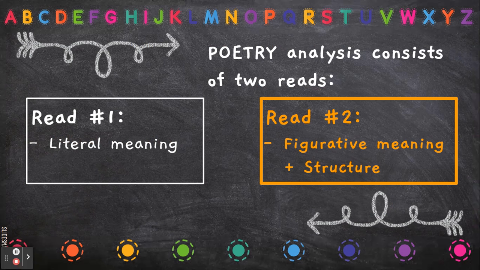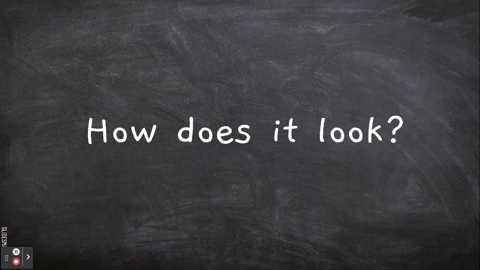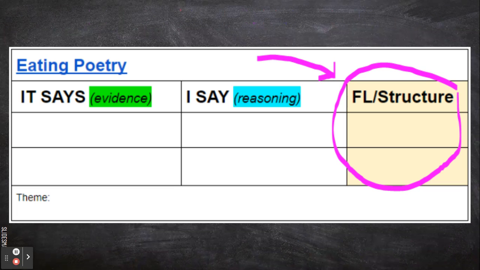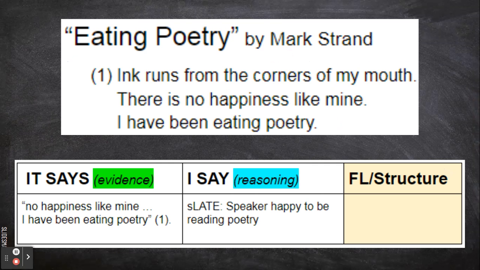Now, like I said a moment ago, that second read is where you get the figurative and structural meaning in your notes. You should not move on to that second read until you've done the first and already have your literal meaning notes. So how does that look? Here is a blank set of 3-column notes for poetry reading. You see the one on the right, that's where you log your figurative and structural notes, but you only fill that out after you already filled in the first 2 columns, the "it says" and "I say" columns.